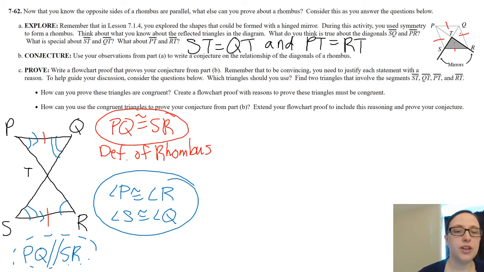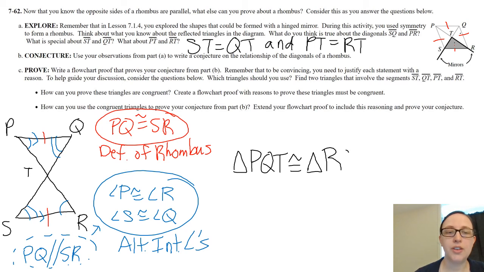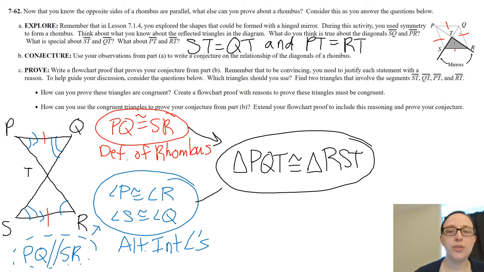I'm going to circle that and draw an arrow because we know those are congruent because the lines are parallel, and those are alternate interior angles. So we have parallel lines, we know that alternate interior angles are congruent. That helps me prove that the triangles are equal. So triangle PQT is congruent to triangle RST by angle, side, angle.